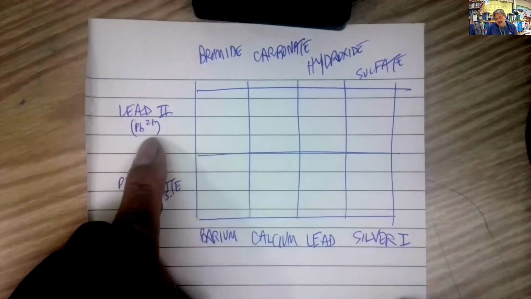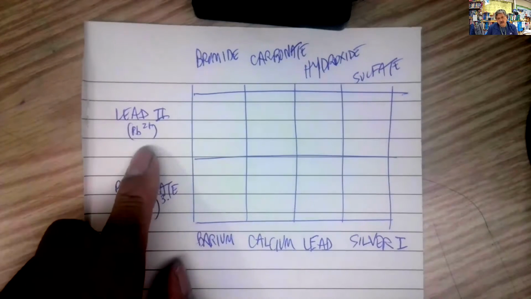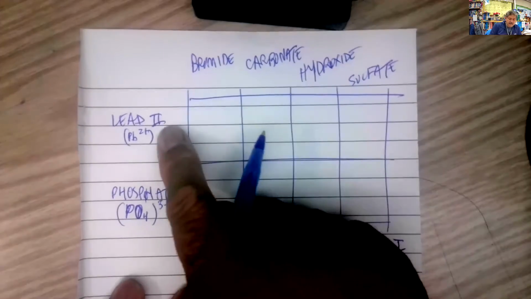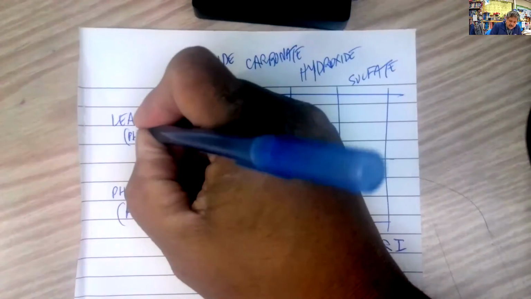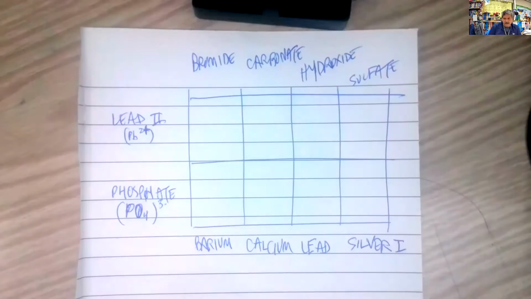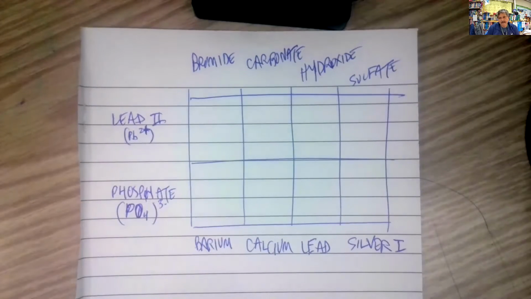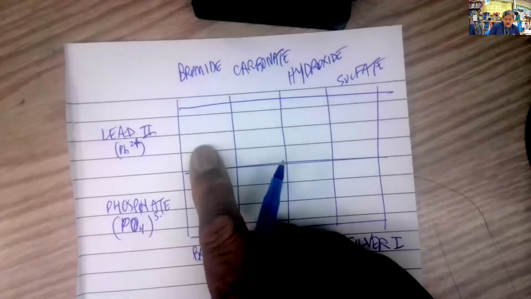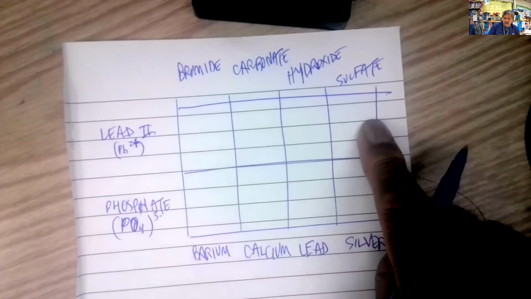Okay, so she started out with lead 2, and lead is Pb. And the Roman numeral 2 means it has a charge of 2+. That's going to be important later. Okay. And so we have lead 2, and then she put 4 drops in each of 4 different wells.